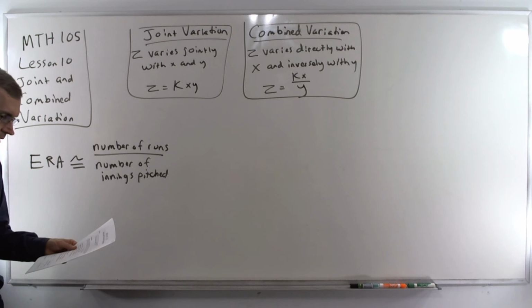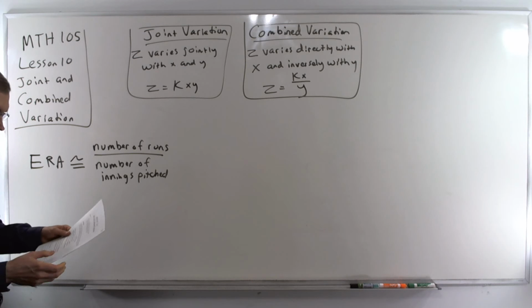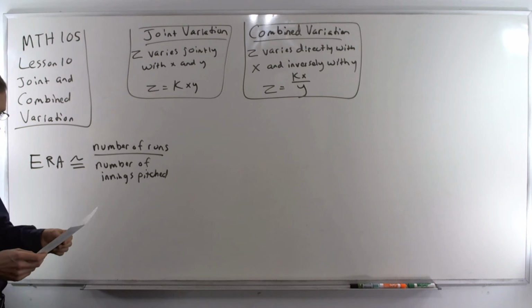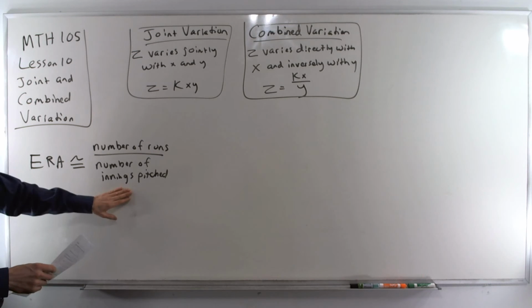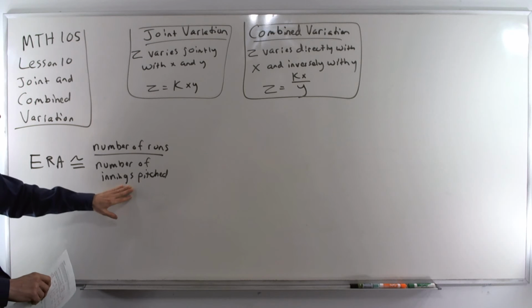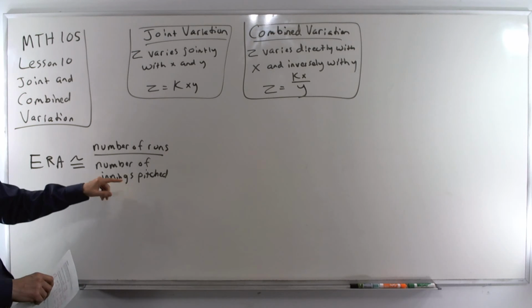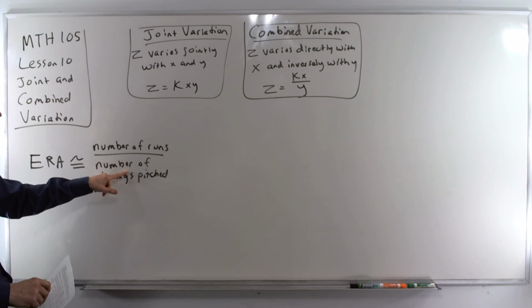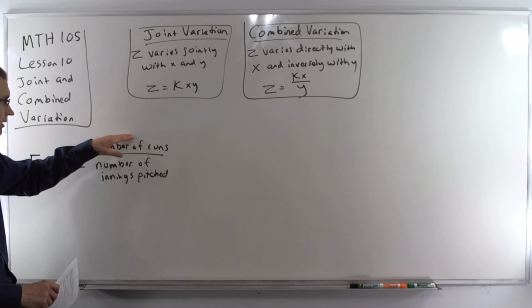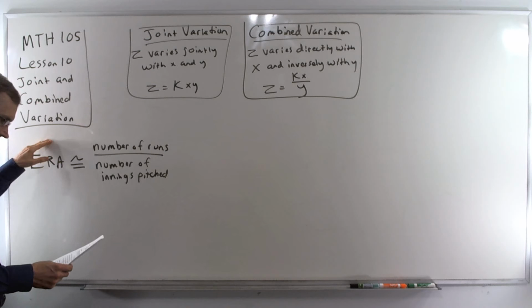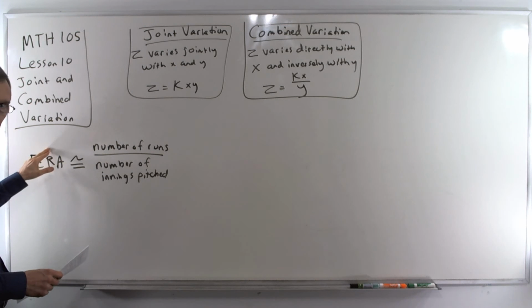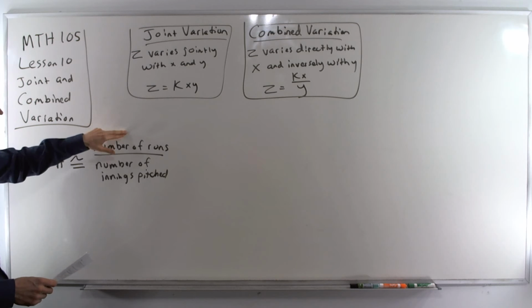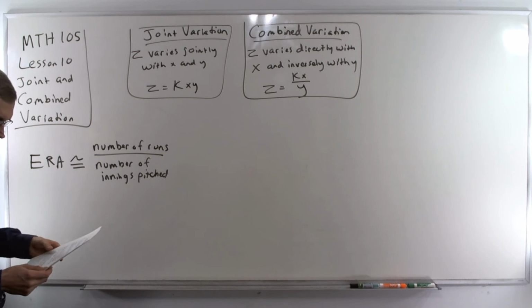So I'd like you to make some conjectures for the following questions. Now, for the first set, we're going to assume that the number of innings pitched is constant. Let's just make up a number. Let's say they pitched 100 innings. So we're going to plug in 100 here and look for the relationship between the number of runs and the ERA. So as the number of runs increases, what happens to the ERA? As the number of runs decreases, what happens to the ERA?